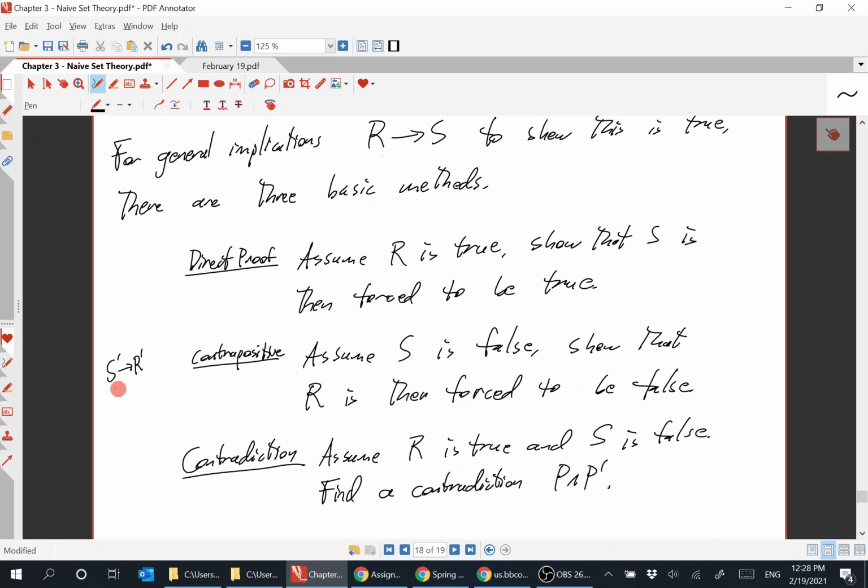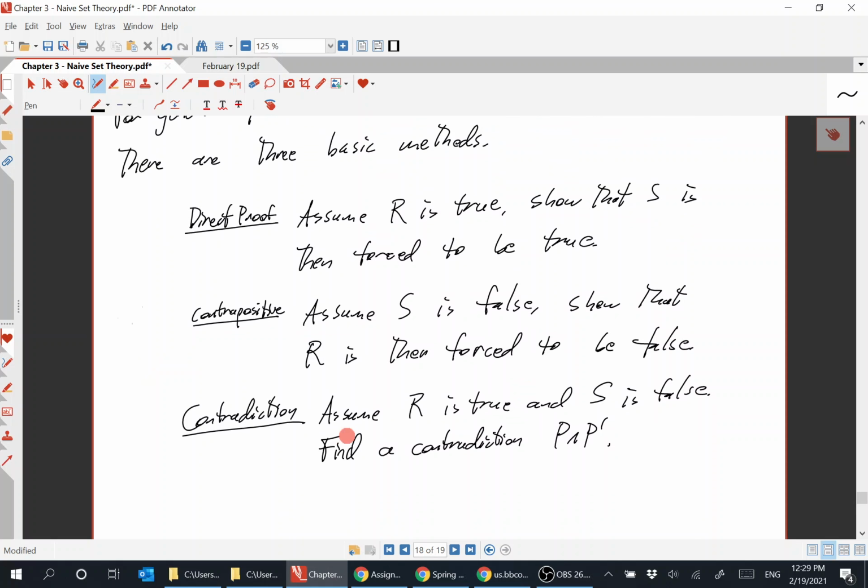Assume S naught is true. In other words, show S is false, show R is false. Contradiction. Assume R is true and S is false. That's the only time an implication is false, when the hypothesis is true and the conclusion is false. So assume that. Assume the negation of what you want to show. All right, and then find a contradiction, P and P naught. Since P and P naught cannot possibly be true, it must be that your initial assumption was wrong. Right, so the implication must be true.